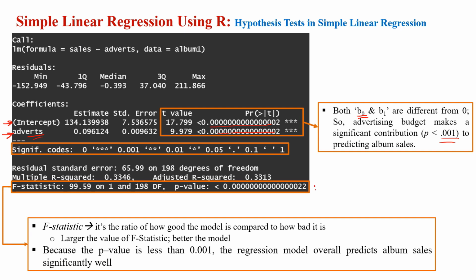Similarly, this F test statistic indicates that the larger the F, the better the model is. So the larger the value of the F test statistic, the better the model. As well, we can see that this p value is less than 5%, which means reject H naught. That means the overall prediction of the album sales based on the advertisement budget is significantly good. I hope you got the idea of how we can interpret these results.